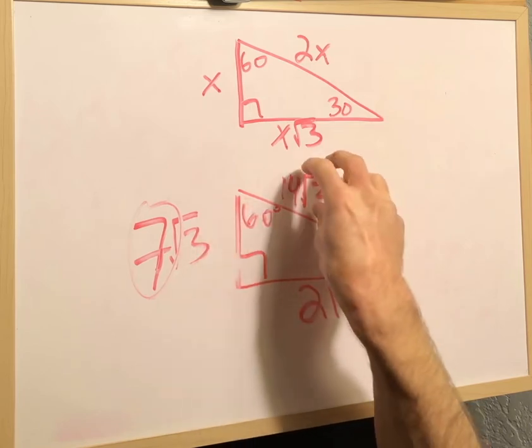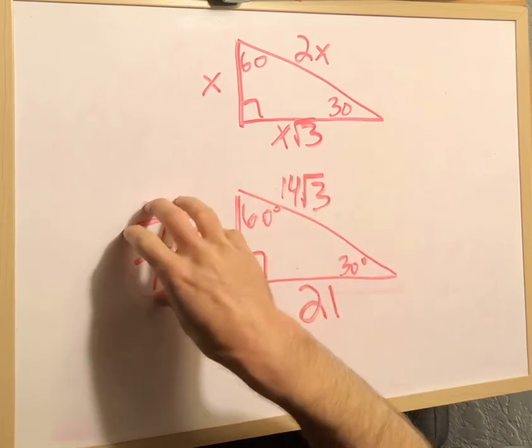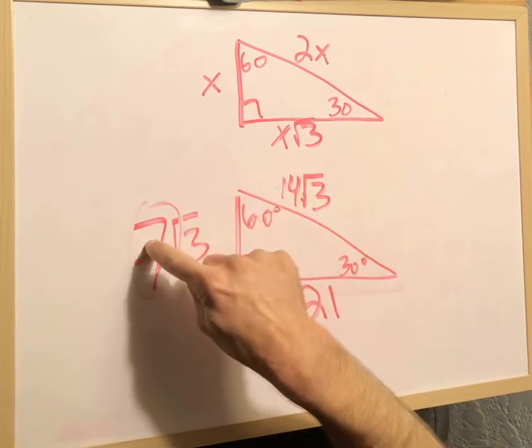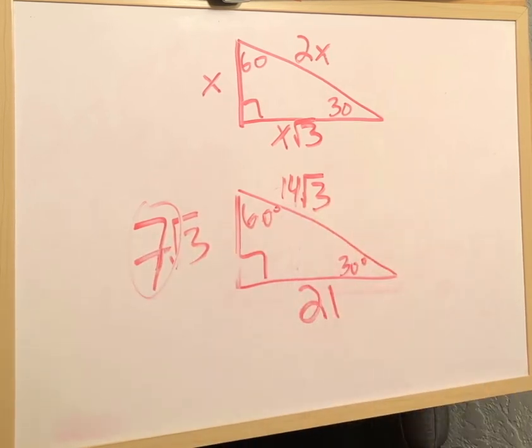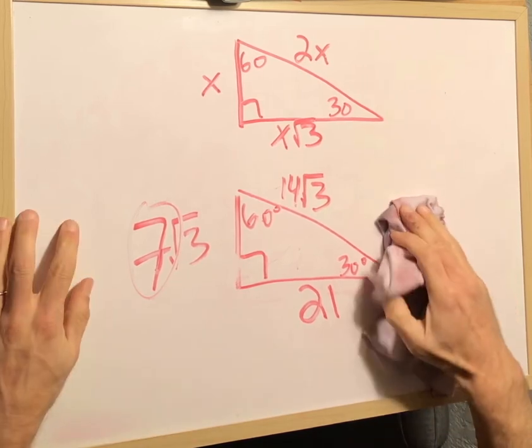And then your hypotenuse is this number times 2. So you just multiply this outside number by 2 with that root 3. And those are 30, 60, 90 degree triangles.